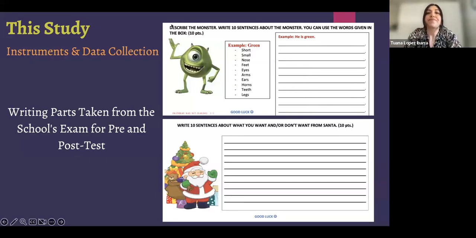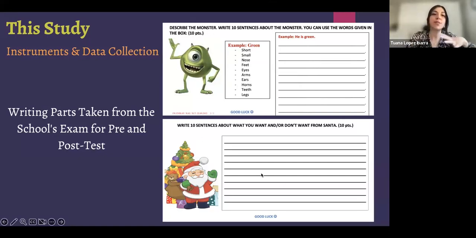The maximum point that they could have received was 10 points. Each sentence they wrote was worth 1 point. If there was a grammatical mistake, they didn't get that point, but if the sentence was grammatically correct, then they received their point. So the task was out of 10 points. And this was in the post-test.